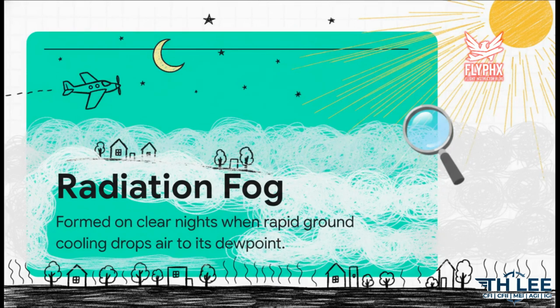Next, we have radiation fog. Now, unlike advection fog, radiation fog actually thrives when there is little to no wind. It typically happens on clear, calm nights when the ground rapidly radiates its daytime heat out into space. As the surface cools, it drops the temperature of the stagnant air immediately above it, right down to the dew point. The good news for us aviators is that as the sun rises and temperatures start to increase again, this fog will naturally lift and burn off.